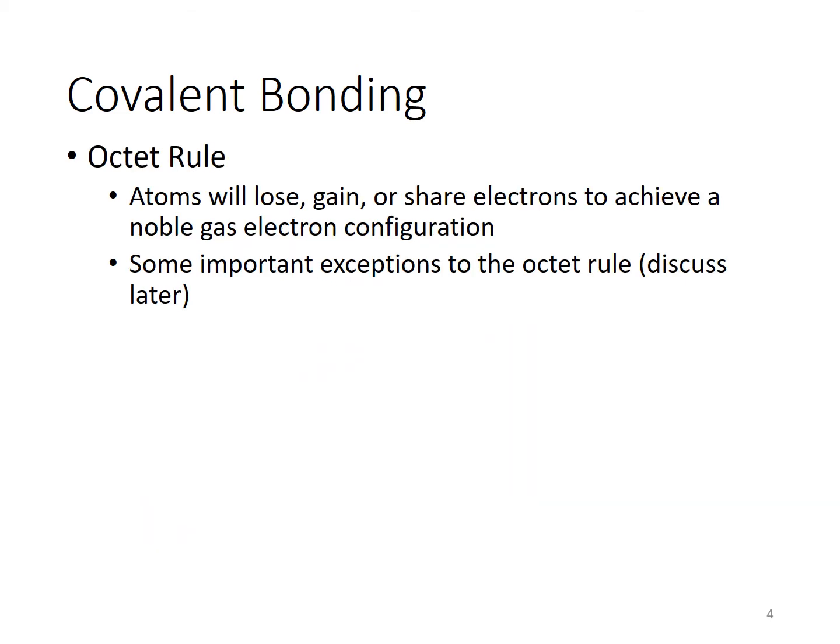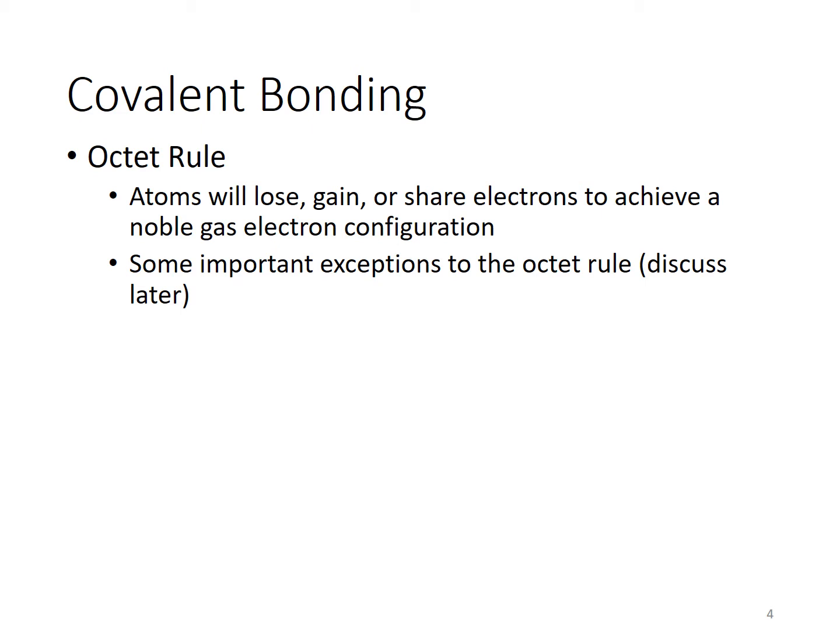So the octet rule: atoms lose, gain, or share electrons to achieve a noble gas electron configuration. There are some important exceptions to the octet rule. In fact, there are a lot of important exceptions to the octet rule. It probably shouldn't be called a rule. It's more of a guideline.